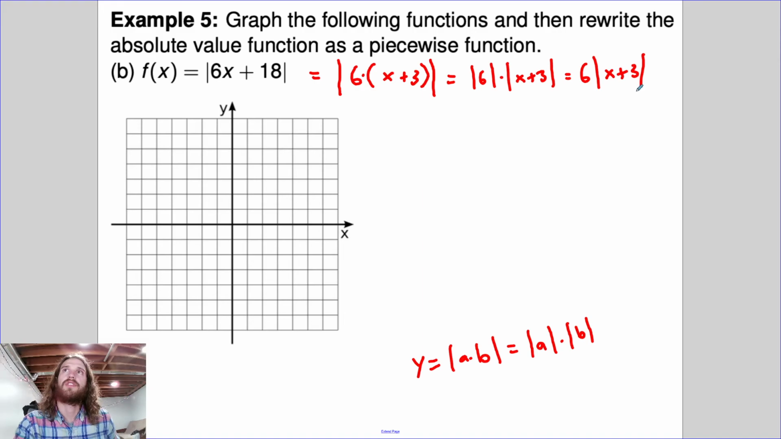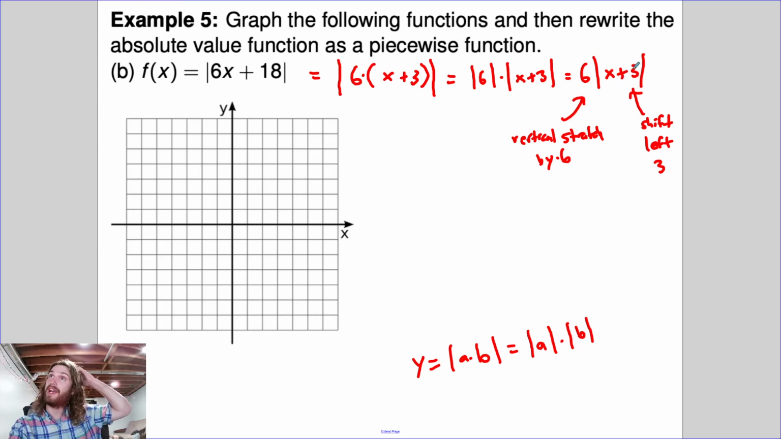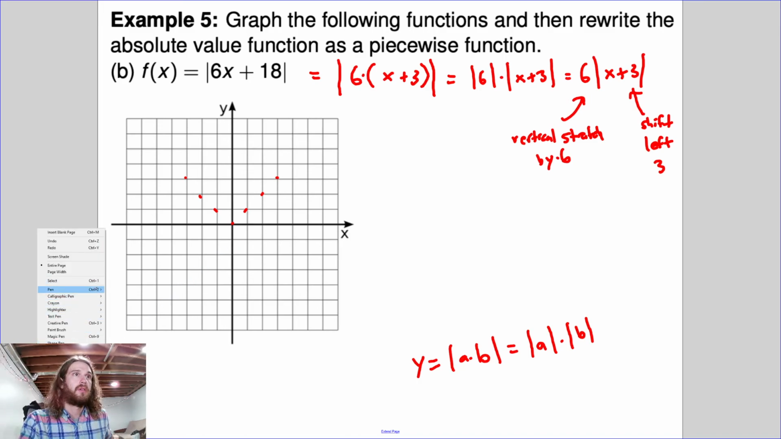So, what is this? We have two transformations here. This one is a vertical stretch by a factor of 6. So times 6, right? Everything is getting stretched by a factor of 6, and this is a shift left 3. Which one happens first? Well, if I were to plug in a number for x, we'd add 3 first. So here's my parent function, right? Now I'm taking that and shifting everything to the left 3.